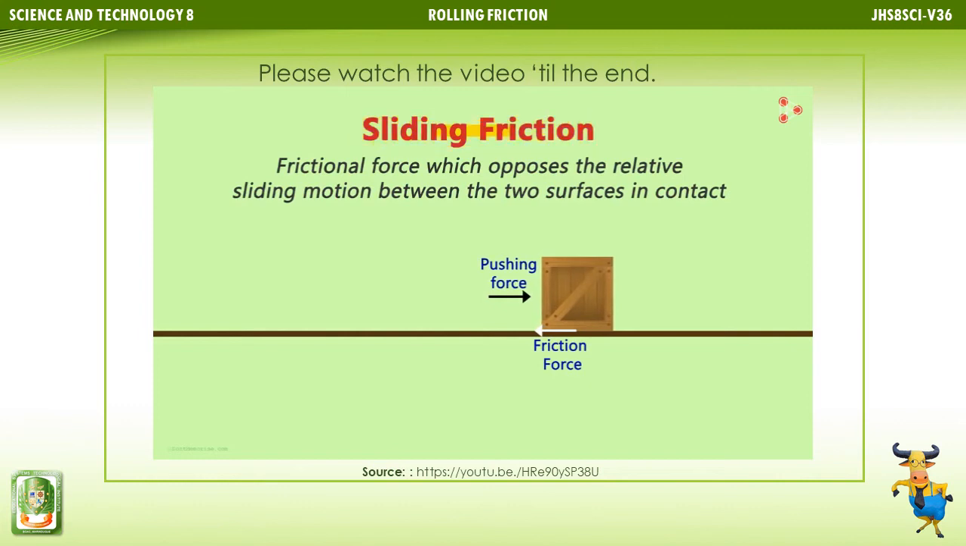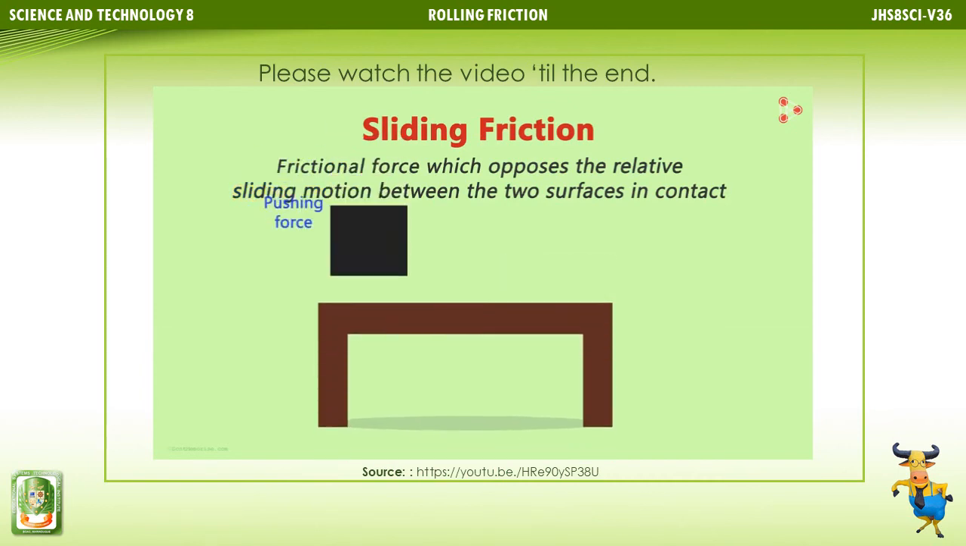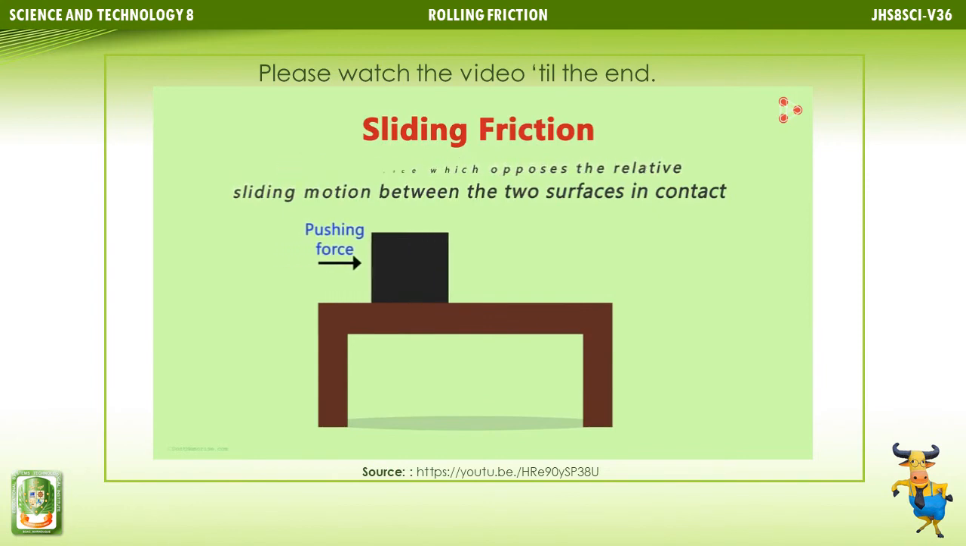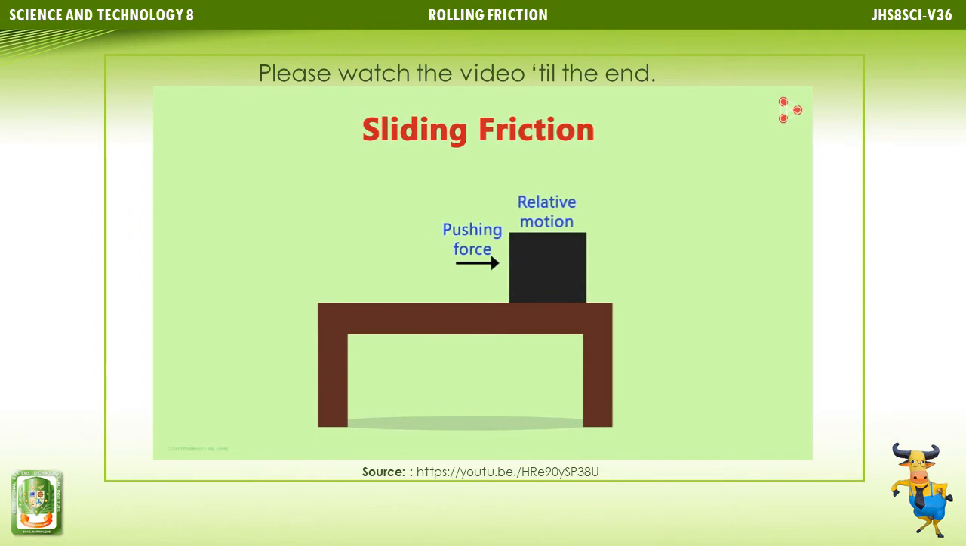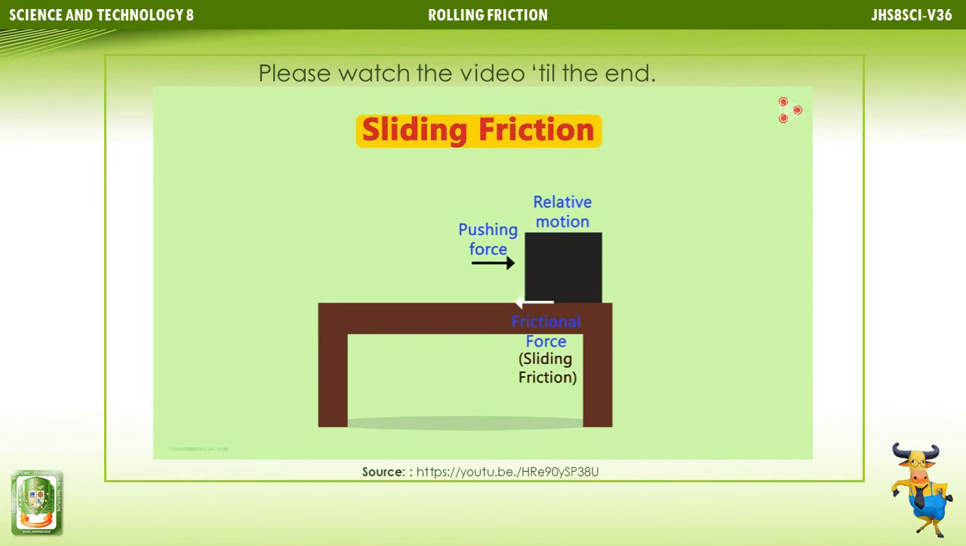The key words here are sliding motion. The two surfaces have to be in relative motion with each other. In our example, when a box is moving on the table, we say that the box is in relative motion with the table. The resistive force applied by the table when the box is moving is called sliding friction. Remember, the objects have to be in relative motion. Because there's movement involved, this force is also called kinetic friction.